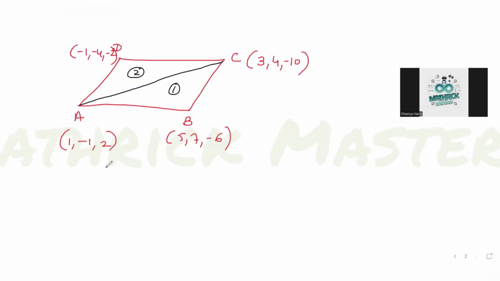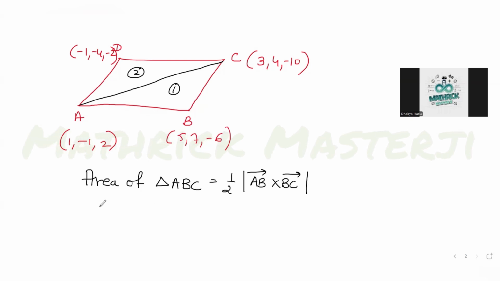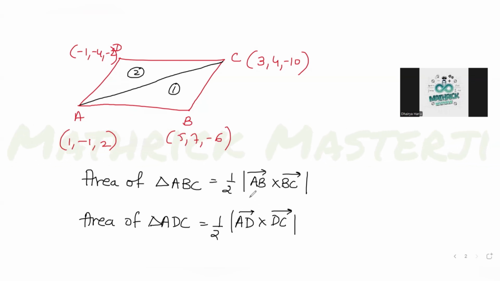Now, to get the area of triangle ABC, I can use the idea of cross products. The area of triangle ABC is half times the absolute value of the cross product of AB and BC. Whereas for the area of triangle ADC, I'll do the same thing: half times the absolute value of the cross product of AD and DC. Let's first figure out the vectors AB and BC.